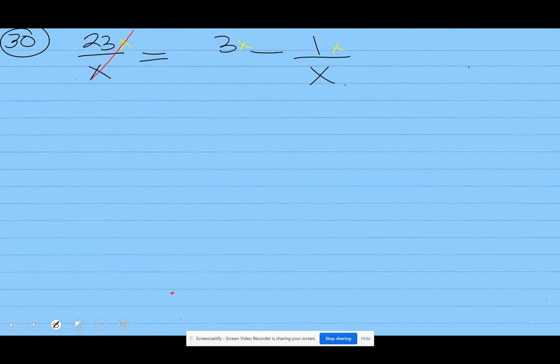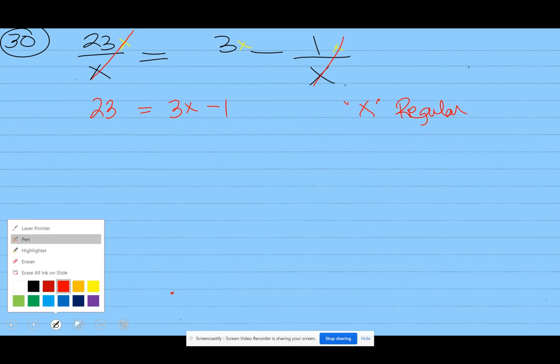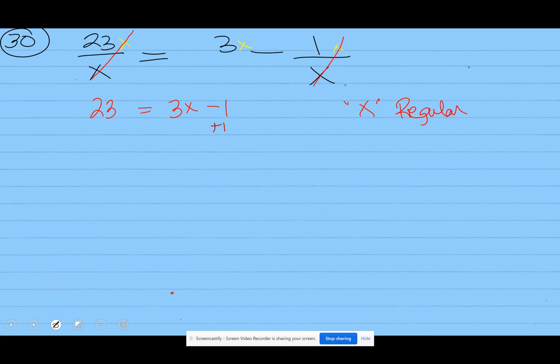Force cancel there, leaves me with 23. This one does not cancel because it's not a fraction. And that leaves me with minus 1. This is a regular x problem. This is a regular solve, which y'all had difficulties with on your last test. I'm going to add 1 to both sides. And then I'm going to divide both sides by 3. And I get x is equal to 8.